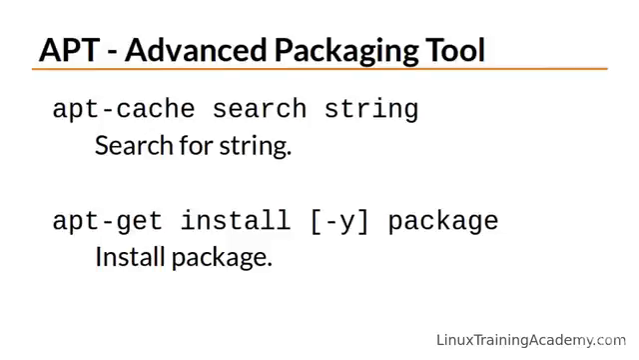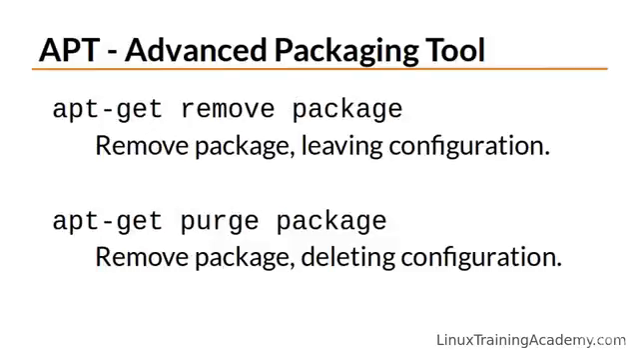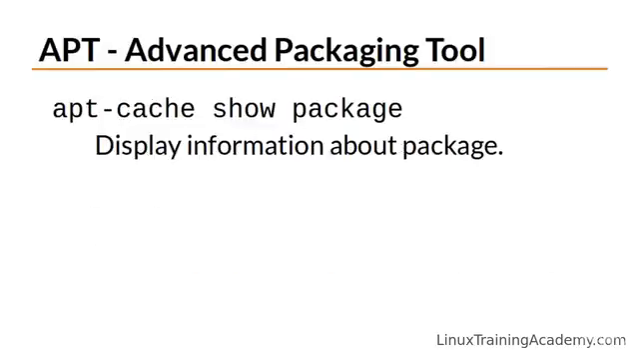To search for packages, use apt-cache search and the search string. To install a package, use apt-get install and the package name. You can use -y to automatically answer yes to any of apt-get's questions. To remove a package, use apt-get remove. If there are any configuration files or configuration changes, those will stay on your system with apt-get remove. However, if you want to get rid of the configuration in addition to the package, you can use apt-get purge package. To show information about a particular package, use apt-cache show and the package name.